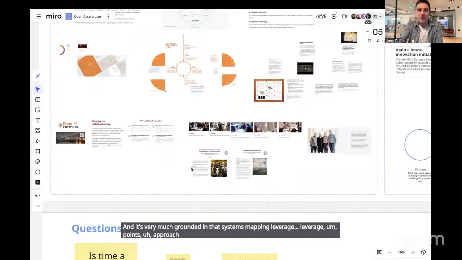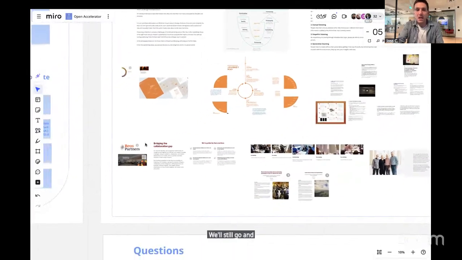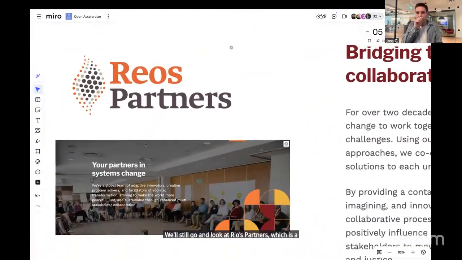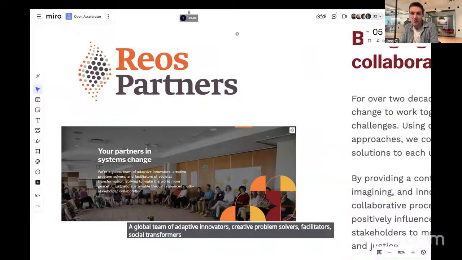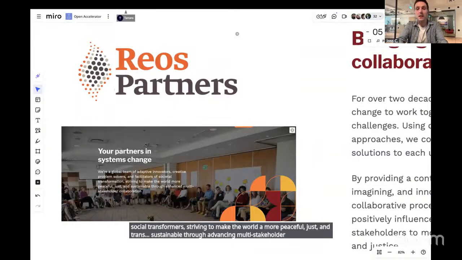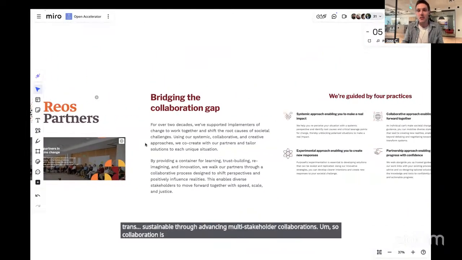So we'll keep going and look at Rio's Partners, which is an organization that facilitates systems change. This one's very much grounded in facilitation. A global team of adaptive innovators, creative problem solvers, facilitators, social transformers, striving to make the world more peaceful, just, and sustainable through advancing multi-stakeholder collaborations. So collaboration is core to this, and figuring out how to get a network of actors working together, because you're essentially dealing with people, really.